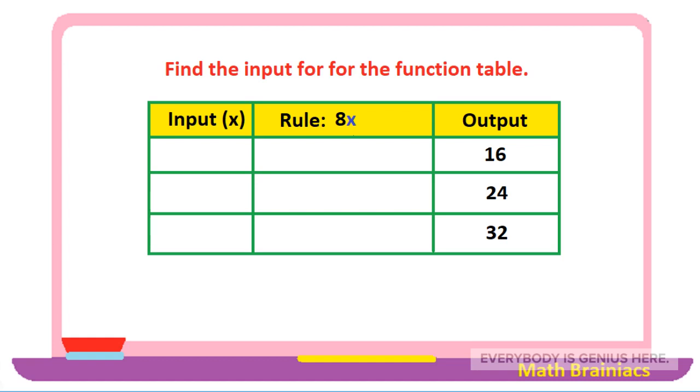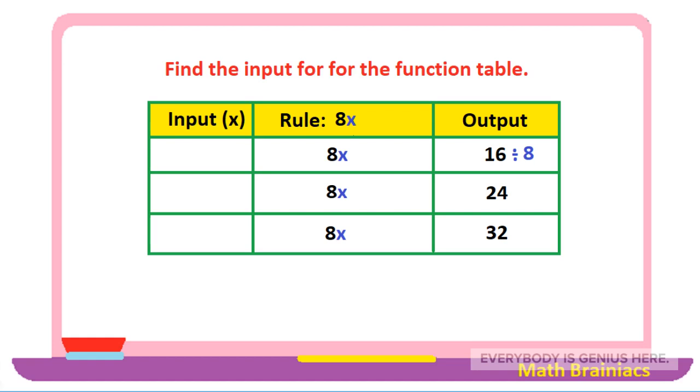Let us work on another example so that you can hit it off. Find the input for the function table. We're going to look for the value of x when the rule is 8x, and the output is 16, 24, and 32. The rule for all the values of the output will not change. It will always be 8x.